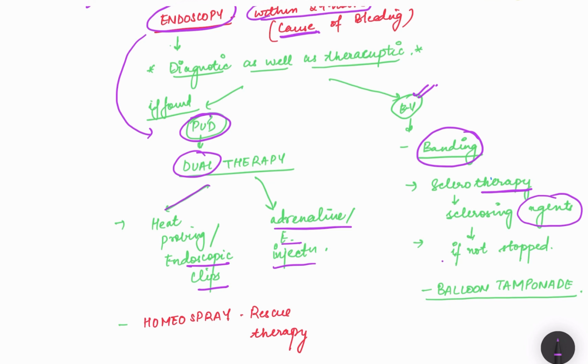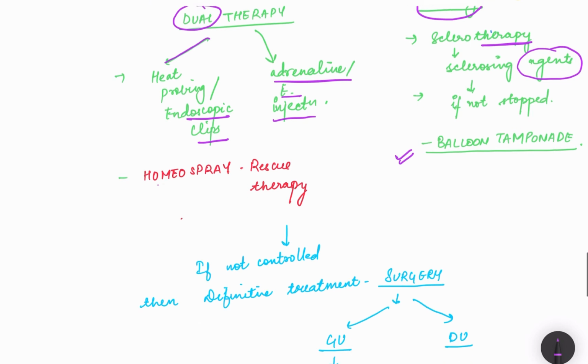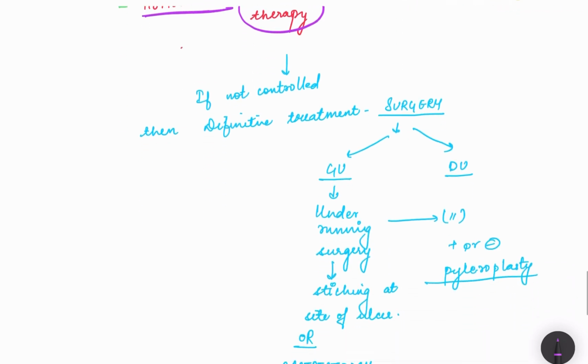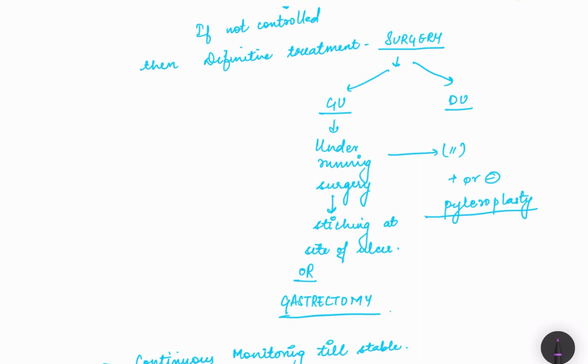And if the bleeding is not stopped by these methods, we will provide balloon tamponade. After dual therapy, we can provide Hemospray also, which is an ultimate rescue therapy. And if not controlled, then definitive treatment is always surgery. If it is a gastric ulcer, we will provide underrunning stitching at the site of the ulcer or gastrectomy. If it is a duodenal ulcer, we will provide underrunning surgery like pyloroplasty.